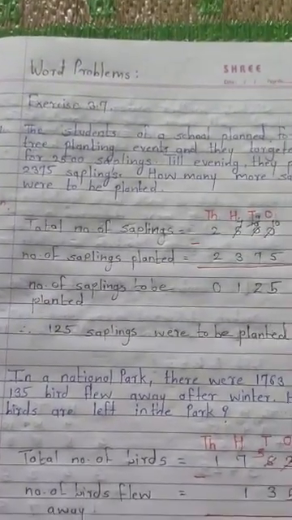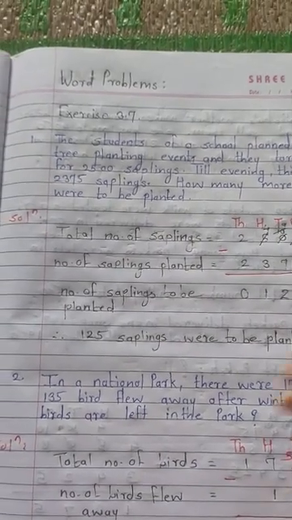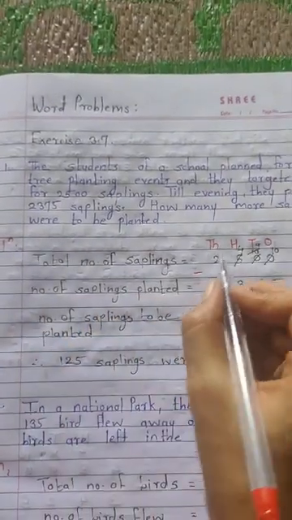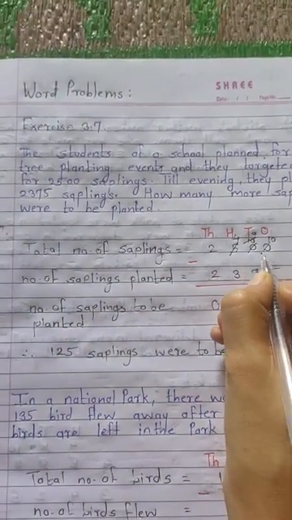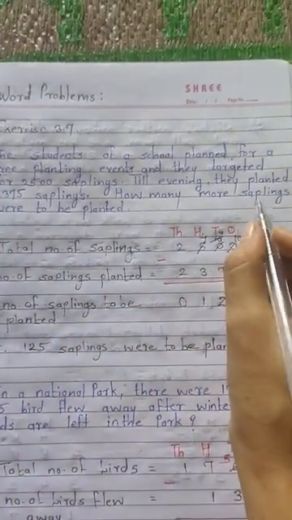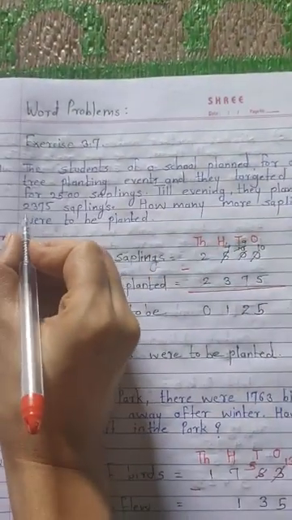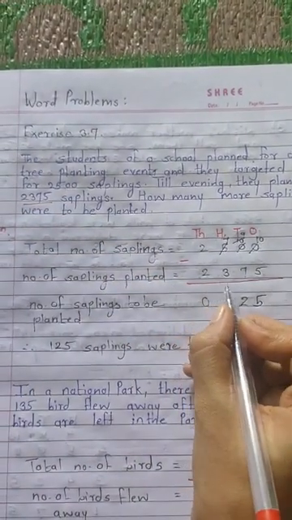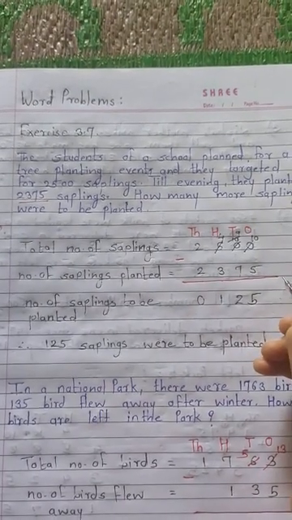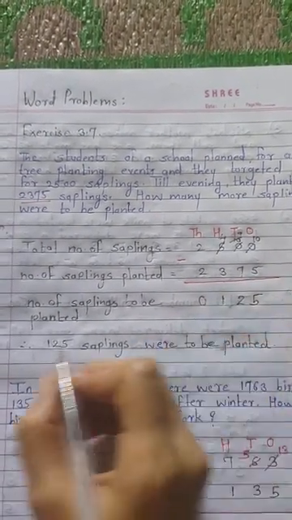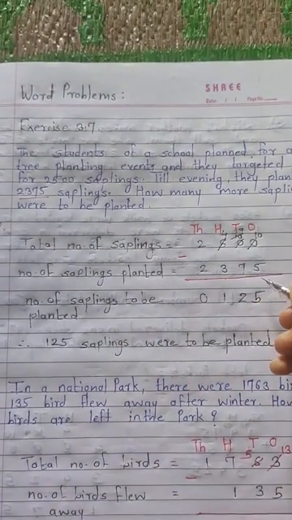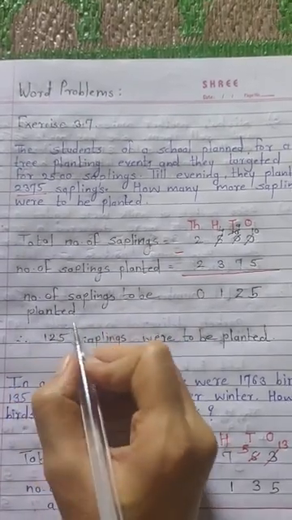So I have written the example, and see the solution. Total number of saplings. How many total number of saplings are there? That is 2500. And number of saplings to be planted. How many saplings they had planted till the evening? That is 2375. I have written here. As we have to find the number of saplings remaining, we will perform the minus operation. So after that, the number of saplings to be planted, that we have to find.